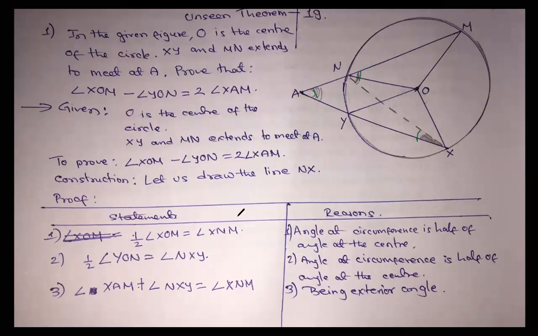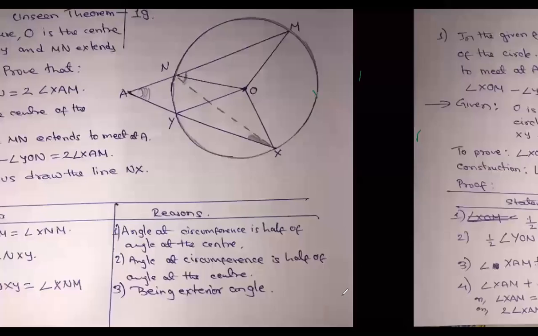So this angle, what is the name of this one? XAM. XAM, this angle, plus NXY. NXY, that is this angle. Okay, and the next one XNM. XNM, this angle. So if we add these two angles, then it is going to be this angle. Why? It is the exterior angle.